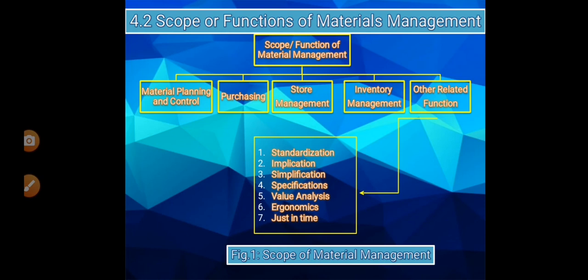Inventory generally refers to the materials in stock. It is called the idle resource of an enterprise. Inventories represent those items which are stock for sale, or they are in the process of manufacturing, or they are in the form of materials. So we have other related activities which are the standardization, simplification, specification, value analysis, ergonomics, and just in time.